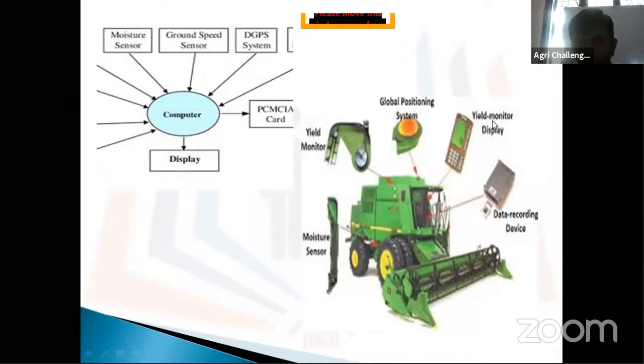Before this variable rate technology of precision farming, how did we monitor the yield? Anybody? Otherwise I will come back to one by one. Yes, ID number 25.